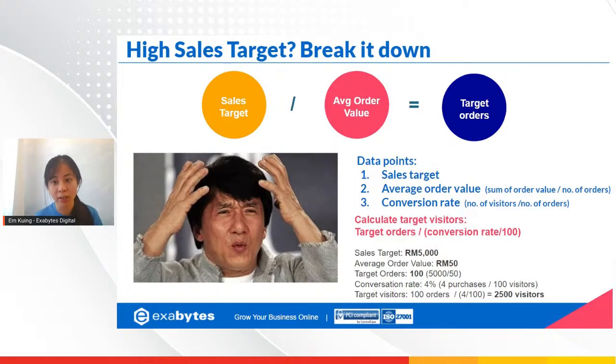So in conclusion, to hit a 5,000 sales target, you will need to bring 2,500 visitors to your website, assuming that your conversion rate is 4% and your average order value is 50 ringgit. Just to share some information, conversion rate would be around 2 to 4% for most e-commerce platforms. Of course, that depends on your industry and your product as well.